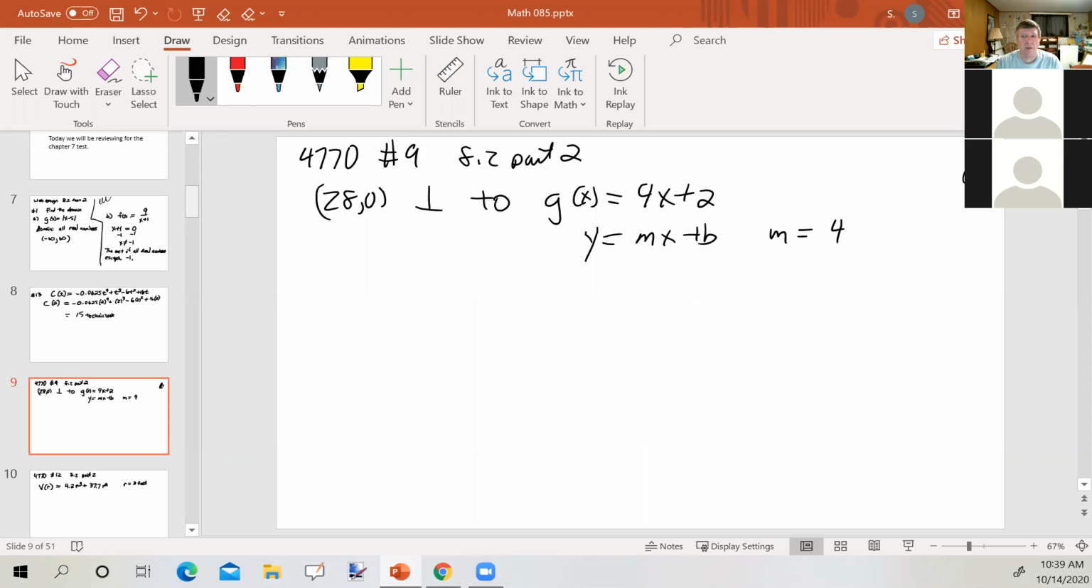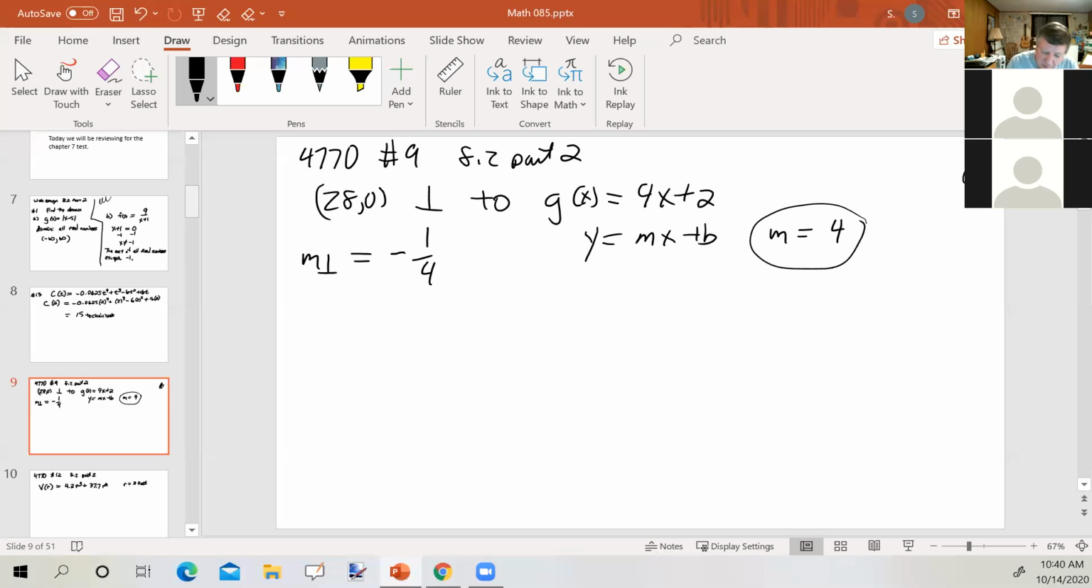But we want the equation of the line that's perpendicular to that. Well, we learned yesterday, or reviewed yesterday, that perpendicular lines have slopes that are negative reciprocals. So the slope of the line that's perpendicular would be negative 1/4. If the original slope is 4 and the two lines are perpendicular, the new slope would be its negative reciprocal. Are we okay with that? Any questions there?